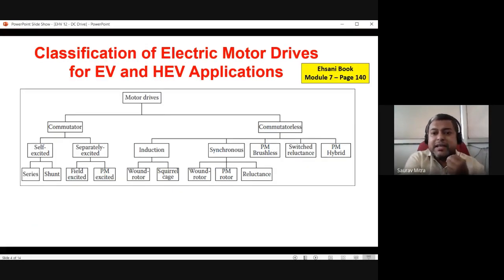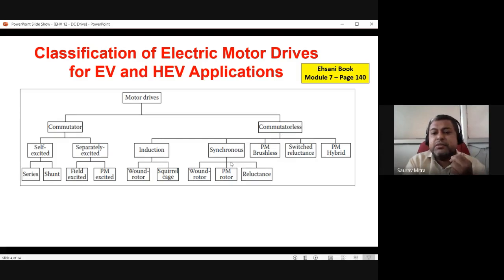This is a classification of all the motor drives. On the left side you can see this is the commutator based motor: self-excited, separately excited. Okay, this is series, this is shunt, field excited. PM stands for permanent magnet. So all these are DC motors with commutator and brush.